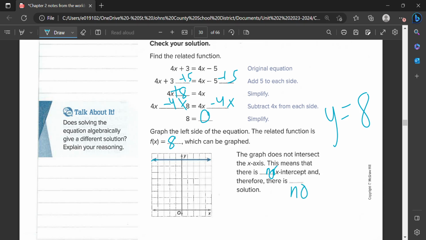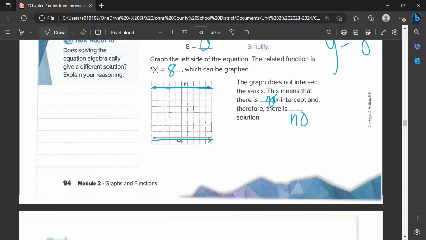So this blue line up here never crosses this bold line down here. They're parallel, so that means they will never cross, therefore we have no solution in this case. There's no solution. No root, no x-intercept. Okay. And no zero. That's the other one, sorry.